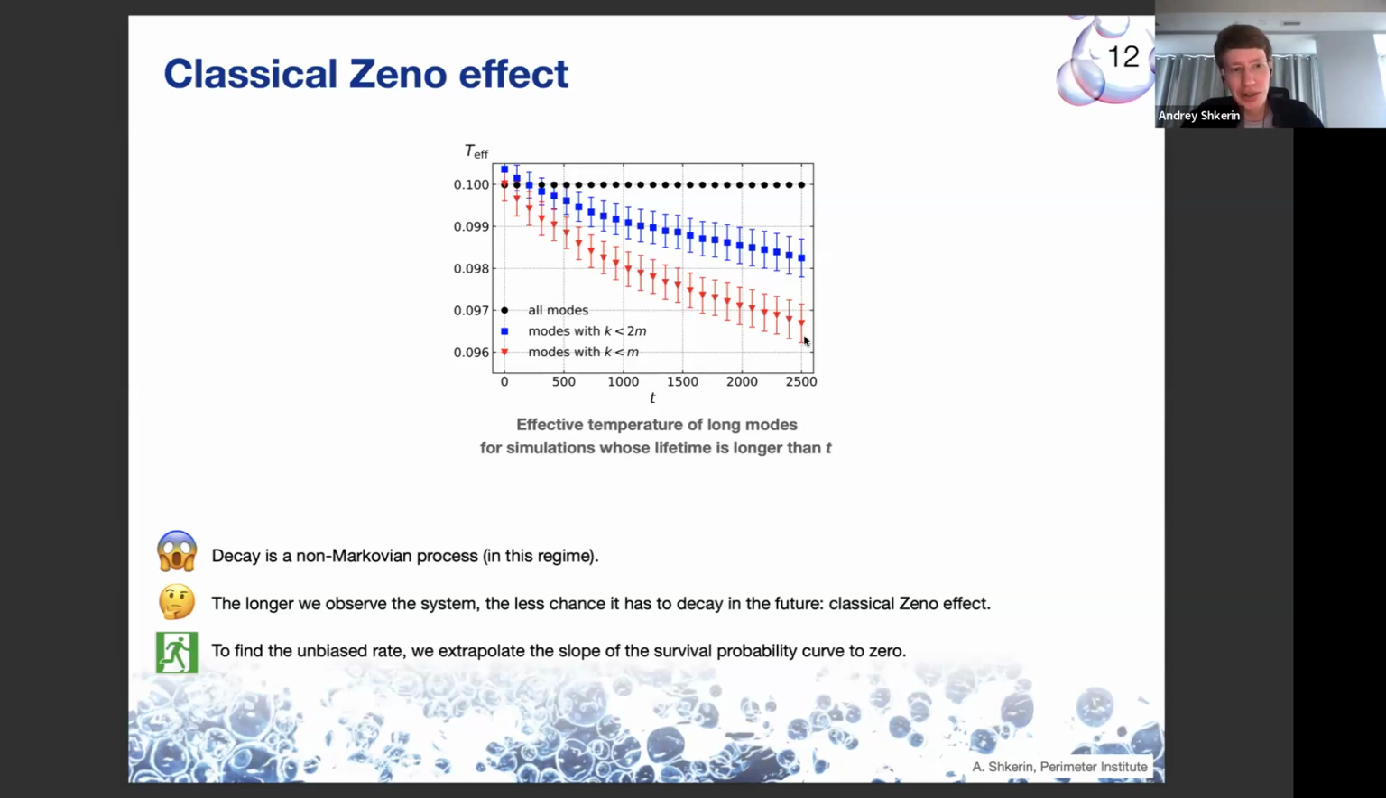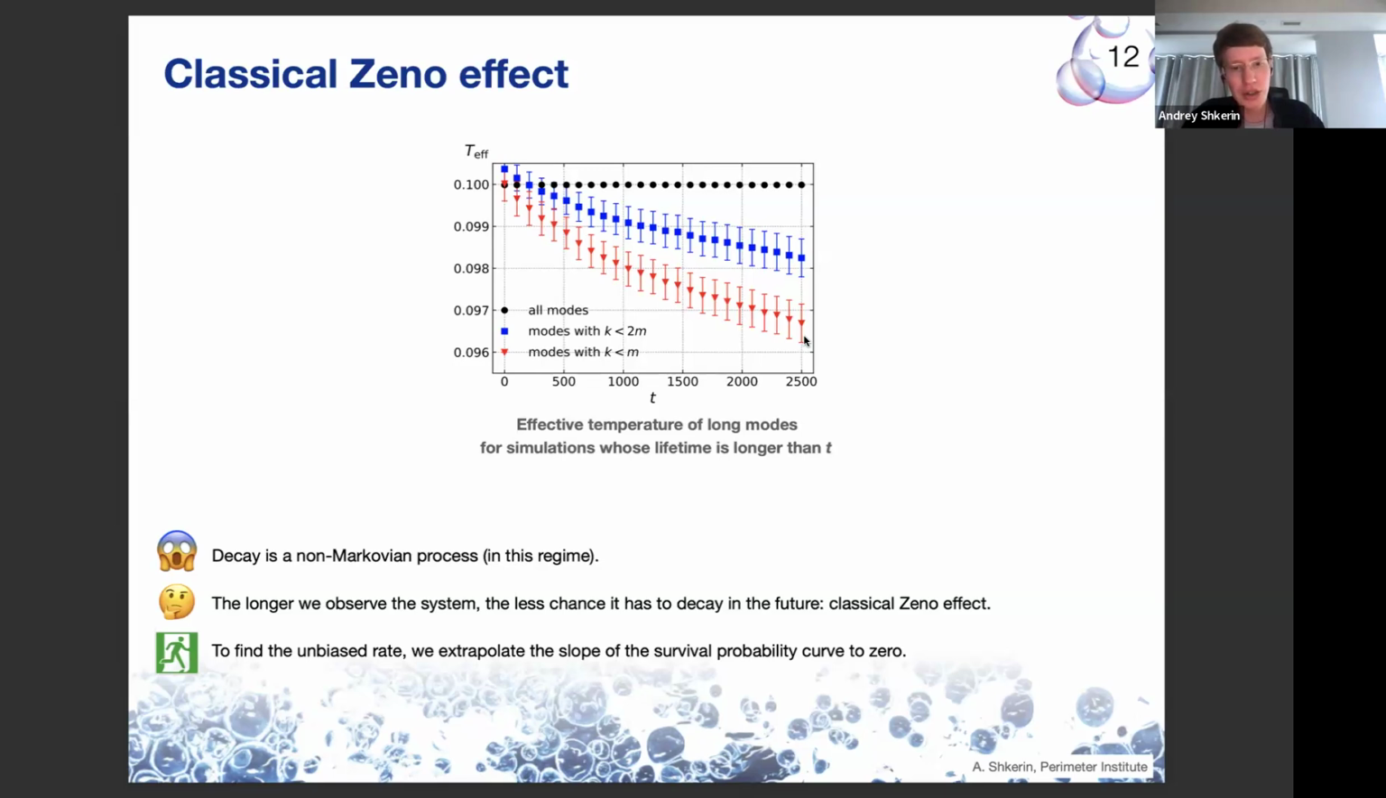Okay, we understand the reason for the time dependence of the decay rate, but this is not what we want to measure, because what we want to measure is the original decay rate, right? The decay rate in the original unbiased ensemble, because it is this decay rate which the Euclidean theory predicts.